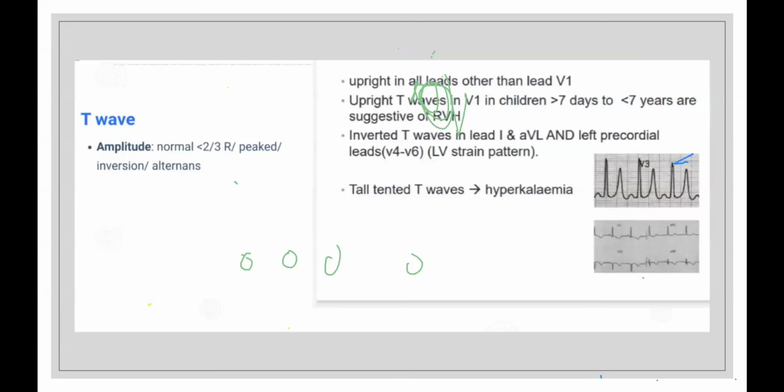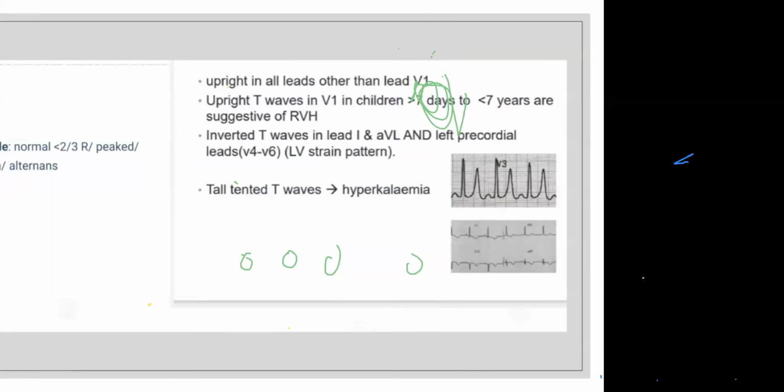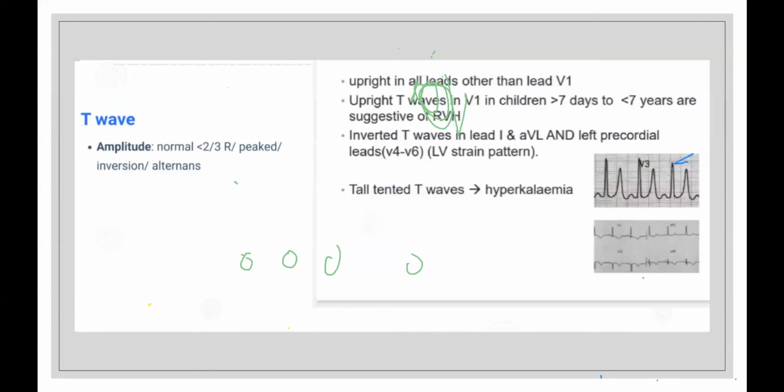So we just covered this, now the T waves and then we will finish, and tomorrow we will continue the remaining part with some ECG practice. So what is the rule for T wave? Always remember that the T wave is upright in all leads except V1. Except V1. So in T wave you must look at V1.